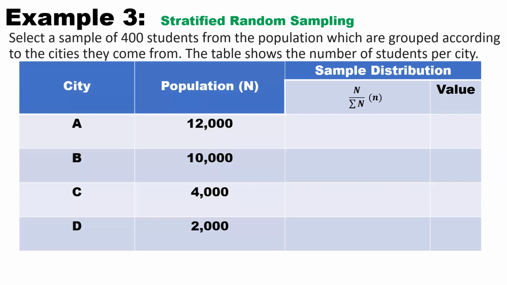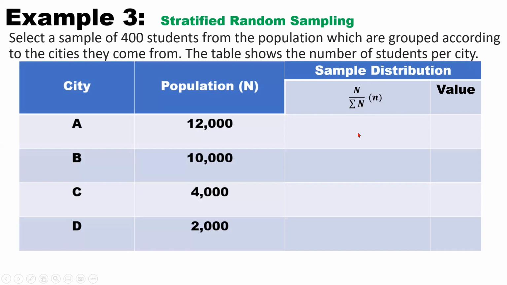Because our formula to get the value or the sample distribution with stratified random sampling is the population of a city divided by the total population, then times the sample. Paano naman, sir, pag walang sample na binigay? So you will find first the sample using the Slovin's formula.